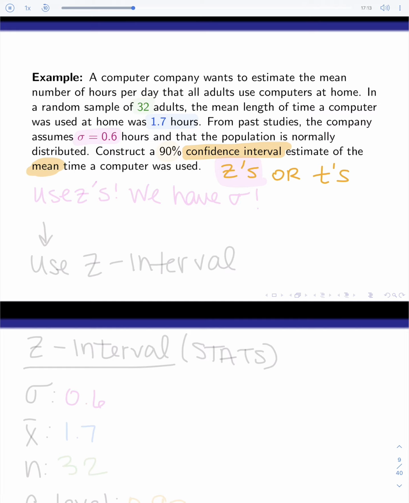Well, they do tell me what sigma is. Remember, that's my population standard deviation. If they give me sigma, I'm definitely using Z's. That's the best choice here. So we're going to use Z's. We have sigma. That's a good thing. So if we're doing this in our calculator, we're going to use the Z interval.